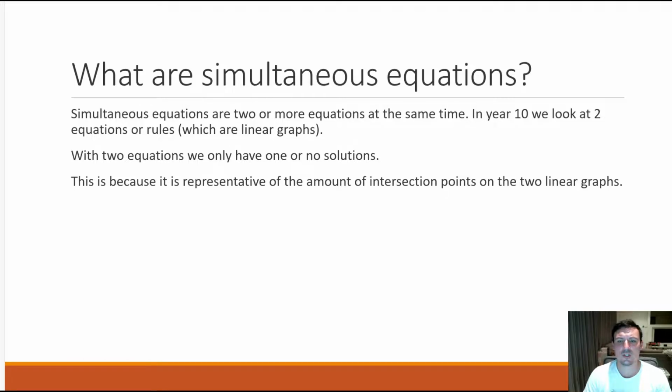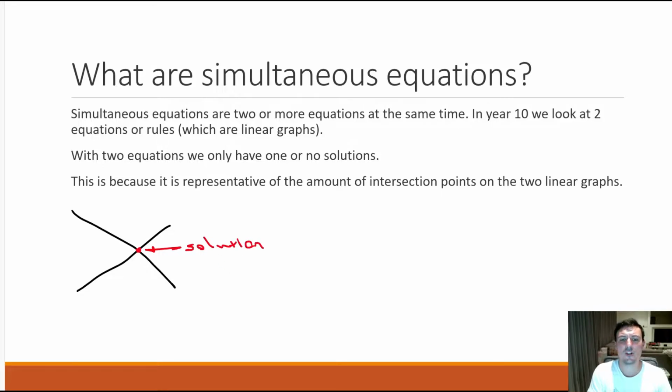With two equations we can only have one or no solutions. This is because it is representative of the amount of intersection points of a linear graph. So if I have two lines that are straight, there's only one point where they can cross, which is here. This is our solution.